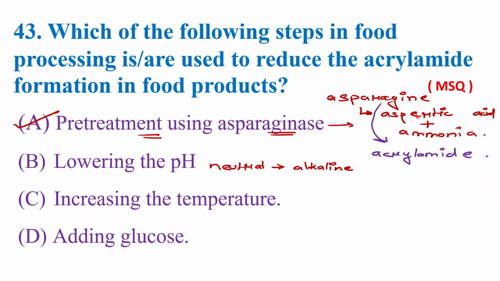Increasing the temperature. This is not true, since higher temperature, that means above say 120 degrees Celsius, increases the Maillard reaction rate, and this leads to more acrylamide formation, which is not at all accepted. Next, adding glucose. Glucose is a reducing sugar, and it is one of the main reactants with asparagine. Now adding glucose will increase the Maillard reaction, hence it will increase the acrylamide. So this statement is also not true. So correct statements are option B and option A.